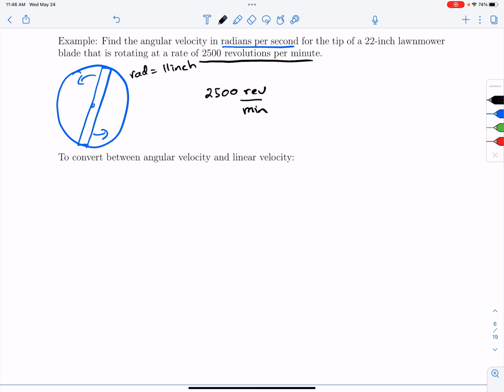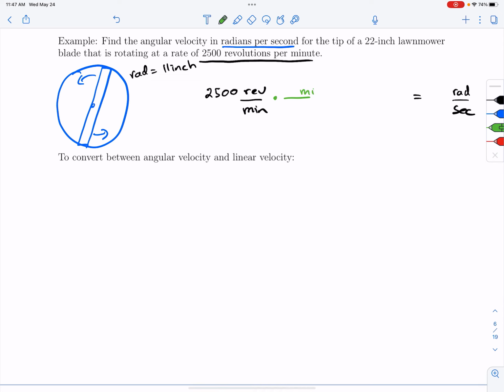And so what we want to do is convert that 2,500 revolutions per minute into radians per second, because that's the unit we're looking for. So I need to change that minutes into seconds, and then somehow convert the revolution unit into a radian unit. The first thing, and probably the easiest thing, is to change that minutes into seconds.